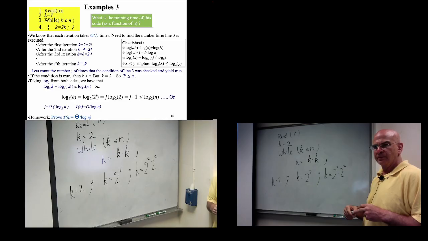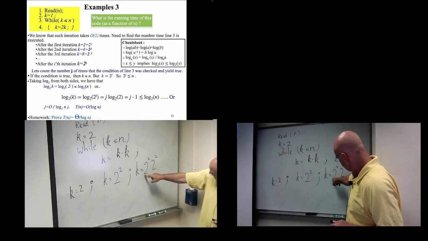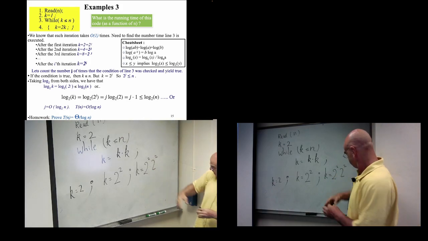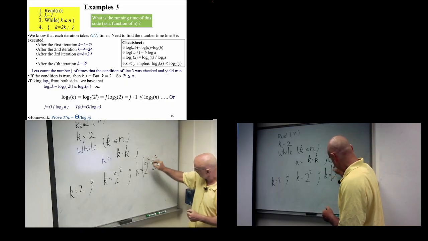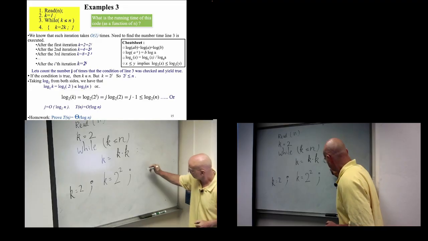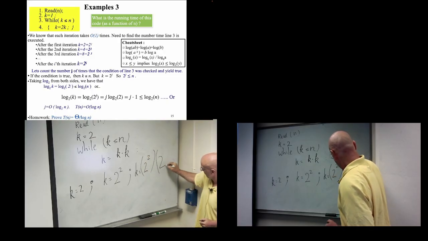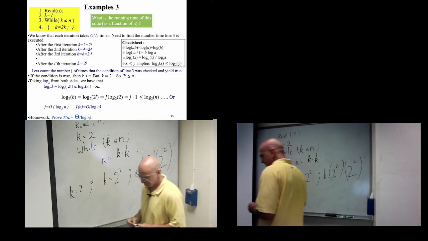But that's not an exam question, it's much harder. The next iteration, it will be k equal to 2 to the 2. I'll write it larger. Next iteration, k equals 2 to the 2 times 2 to the 2.